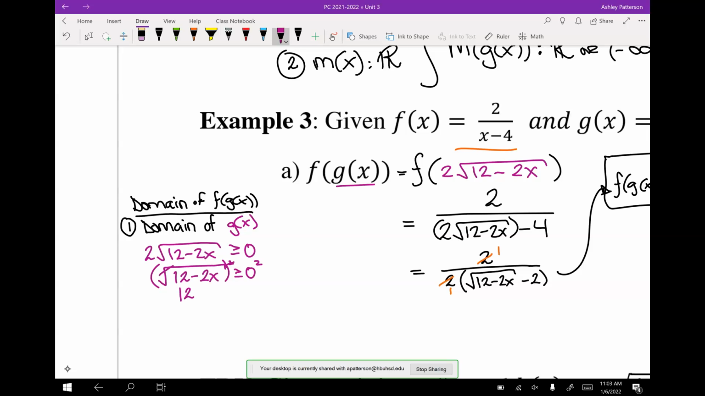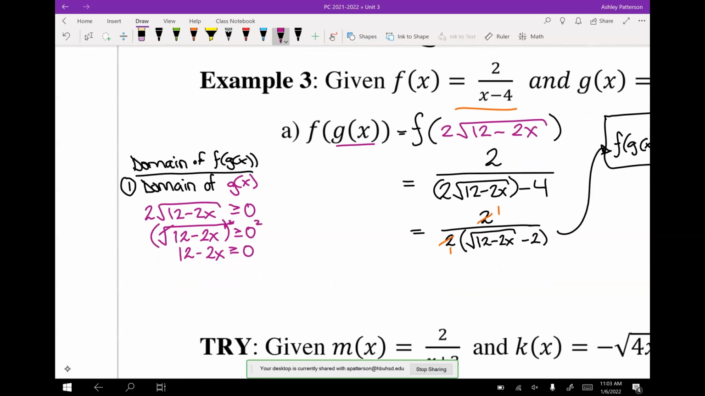So 12 minus 2x is now greater than or equal to 0. Subtract 12 with me, please. So we get a negative 2x is greater than or equal to negative 12. Now what do I do? Divide by negative 2. And what do we have to remember? Tegan? Flip the sign. If you are dividing or multiplying by a negative number, you must switch the inequality.